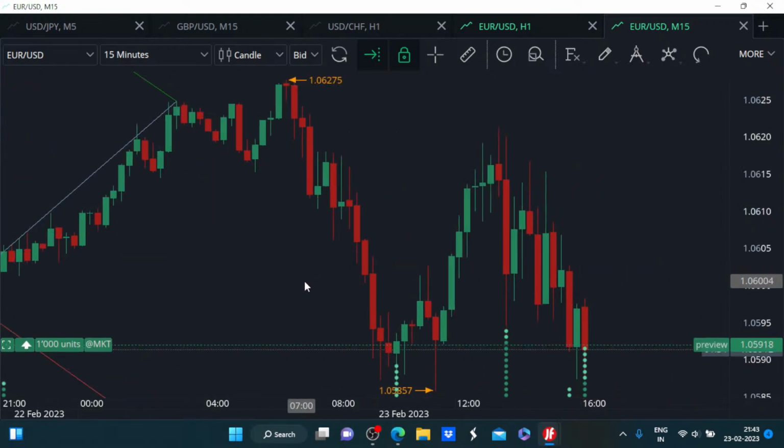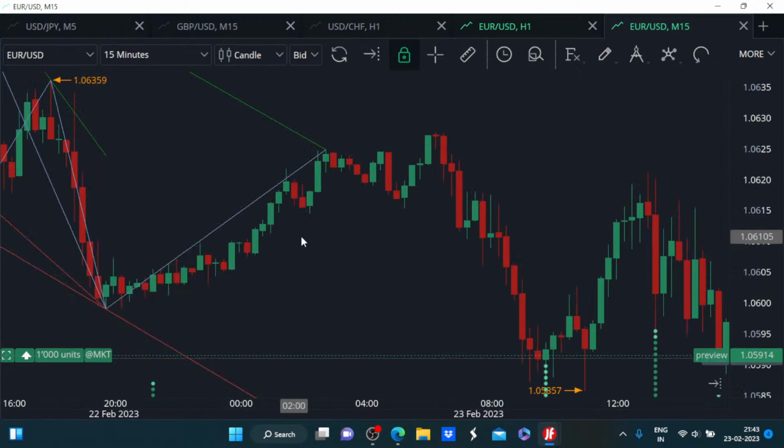So that's my take on this formation. I would suggest you try it out and see how things shape up for you.